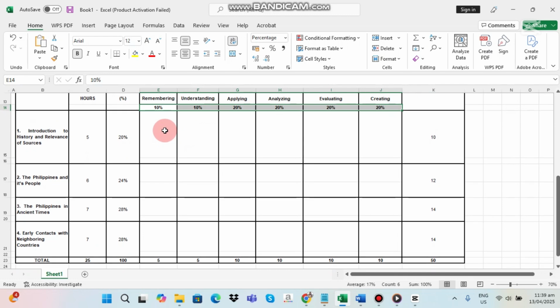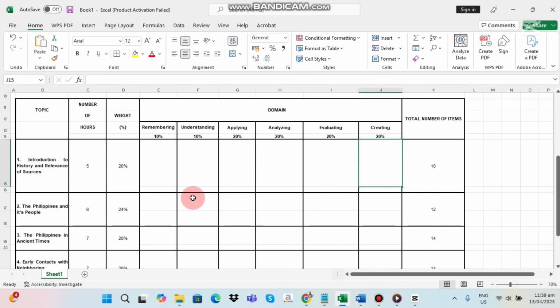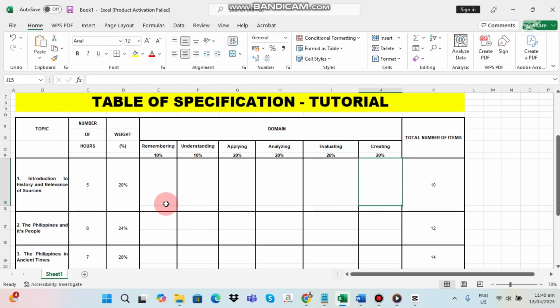So we have here, what is 10% of 50? We have 5. And then 10% of 50, we have 5. And then again, what is 20% of 50? That is why we have here 10, 10, and 10, since we have here 20%. So we are halfway in making our table of specification.